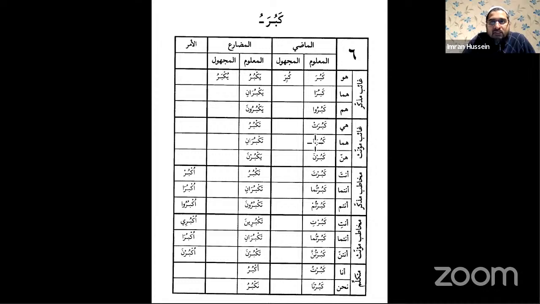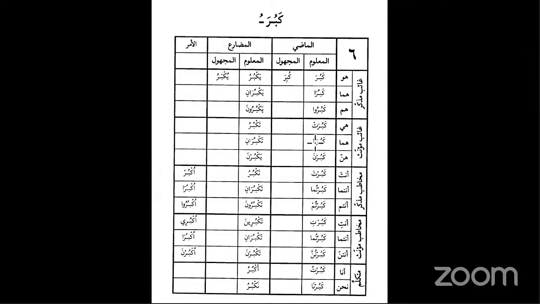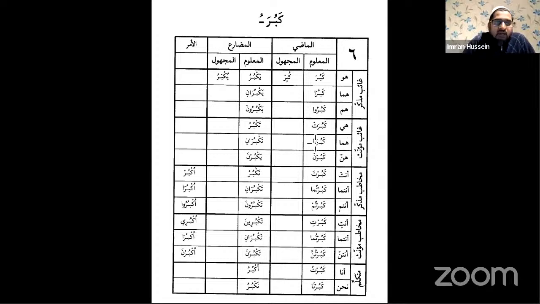For example, if I say he wrote, what do you mean he wrote? It doesn't make complete sense. When you say he wrote a letter or he wrote a book, kataba aliyun risalatan, it requires an object as well. So the transitive verb requires verb, doer, and object. Any verb which comes on this scale, kabura, is an intransitive verb, meaning that it doesn't require an object. The verb is sufficient.